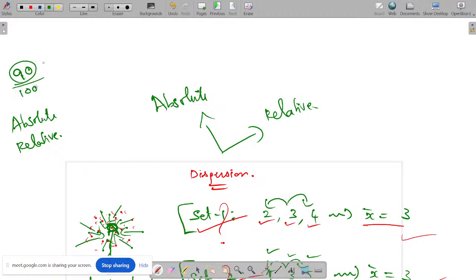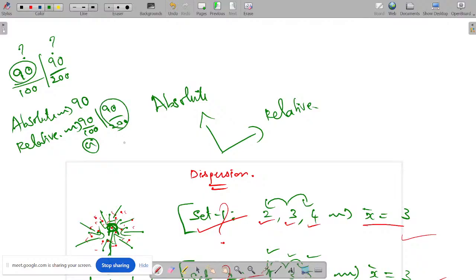90 for 100, 90 for 200. That is right. 90 for 100 or 90 for 200? If it is 90 for 100, what do you say? Good or bad? Okay. 90 for 200? Absolute means 90. Relative means you have to compare for what it is 90. For what it is 90? 90 for 100. Yes, you may say it's good. 90 for 200. You may say, just pass, it's bad.